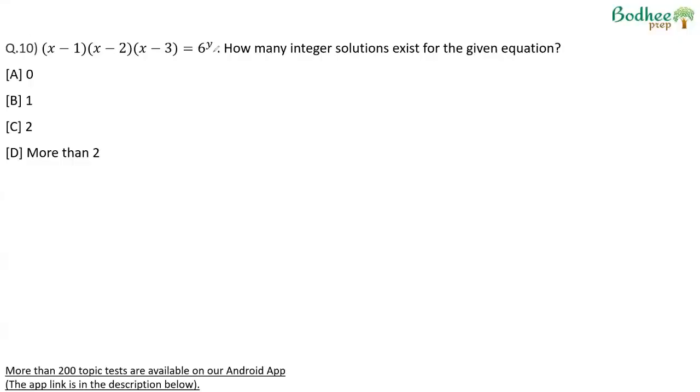Next question: x minus 1 into x minus 2 into x minus 3, these are consecutive numbers, is 6 raised to power 5. How many integer solutions exist for the given equation?